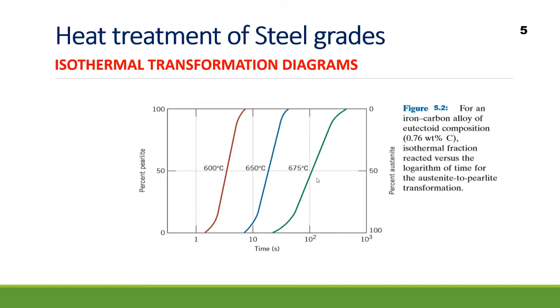And here you see that we get this S-shaped curve for 3 different temperatures: 600 degrees Celsius, 650 and 675. Here each curve's data were collected after rapidly cooling the specimen, composed of 100% austenite, to the temperature indicated here, and the temperature was maintained constant throughout the course of the reaction.